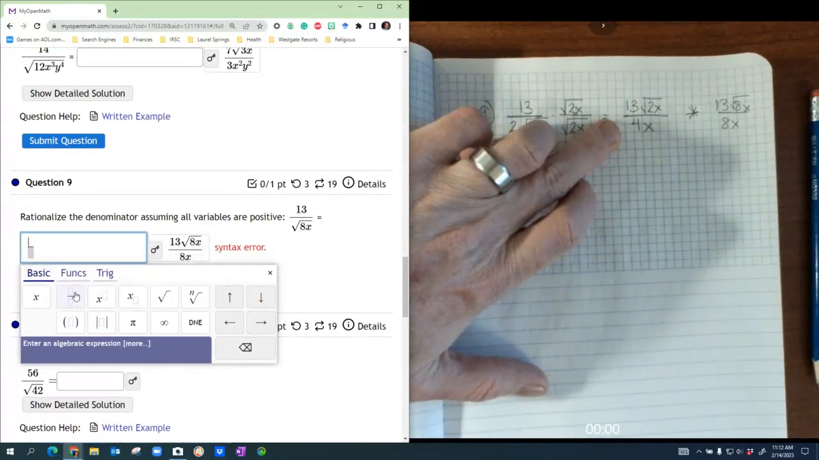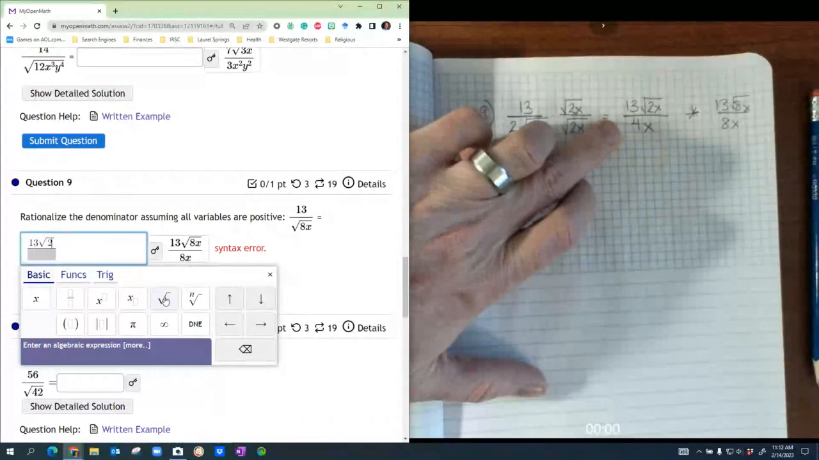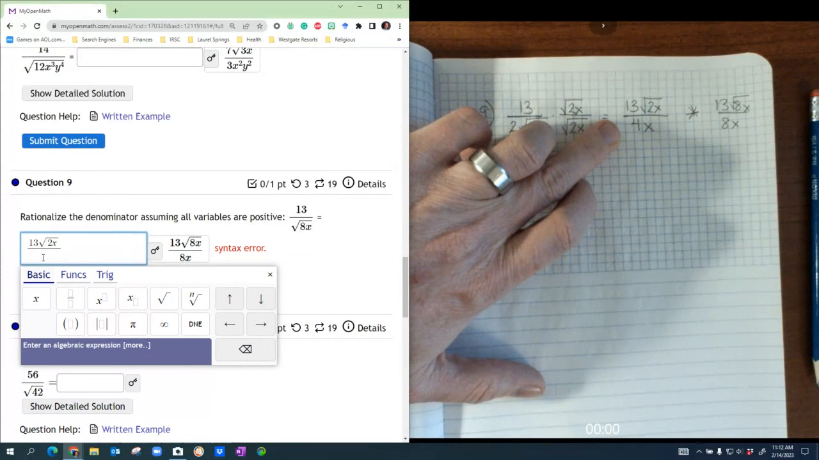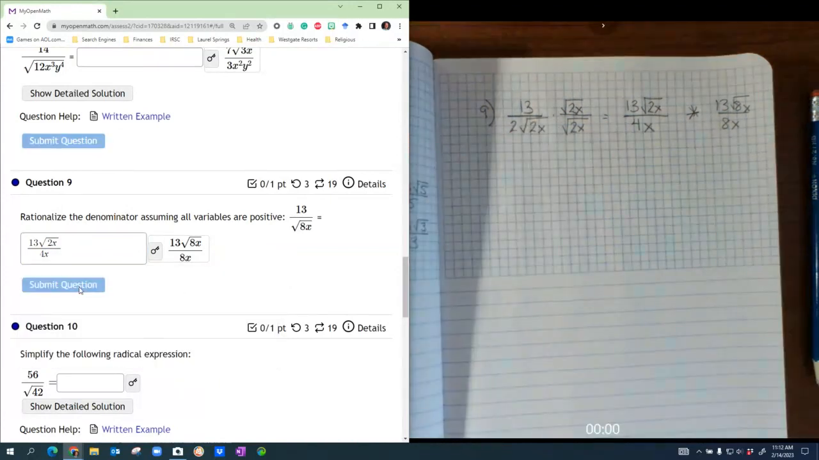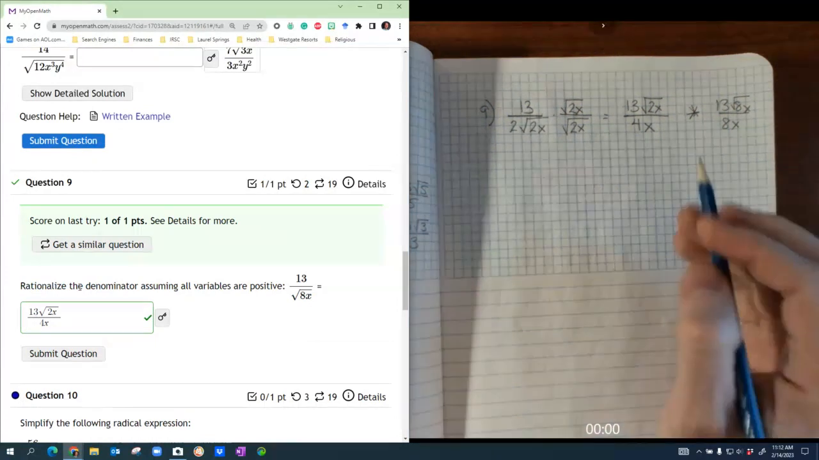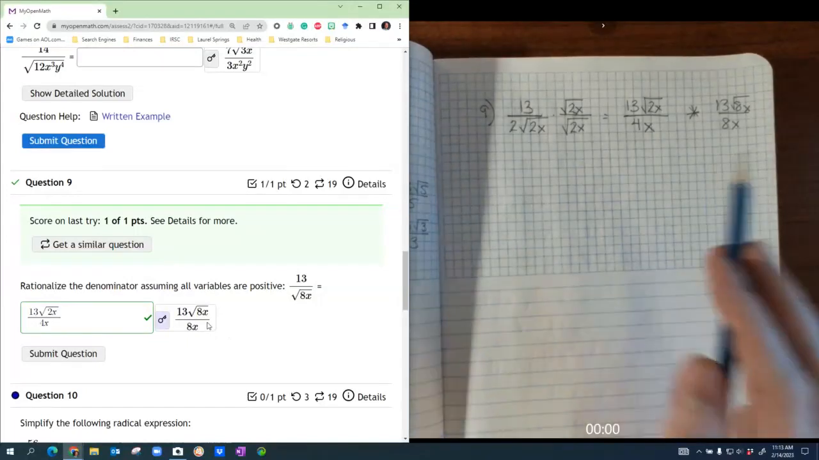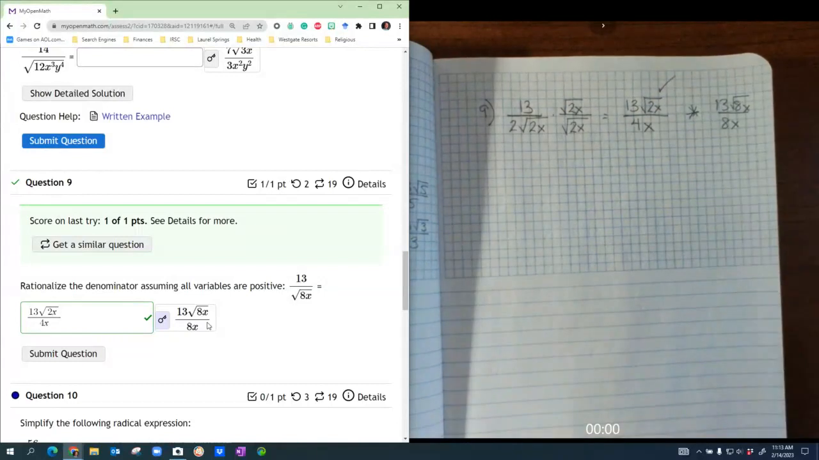So 13 radical 2x, and then I add 4x. And even though they will accept that answer because it's the correct answer, it's not the answer that they have displayed here. Okay? So that's kind of a little alarming, but I wanted to make sure that this was accepted by the system.